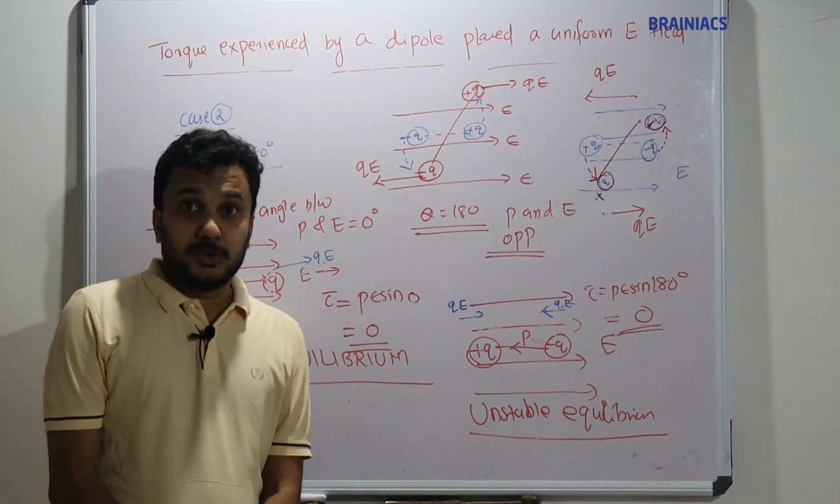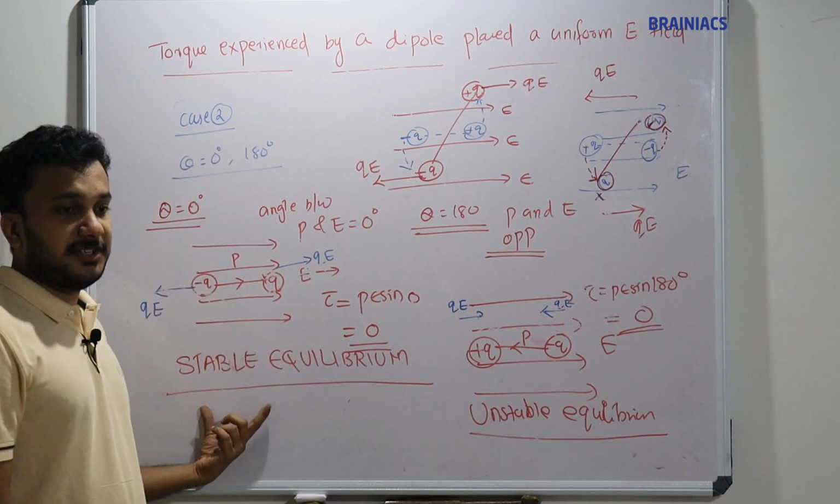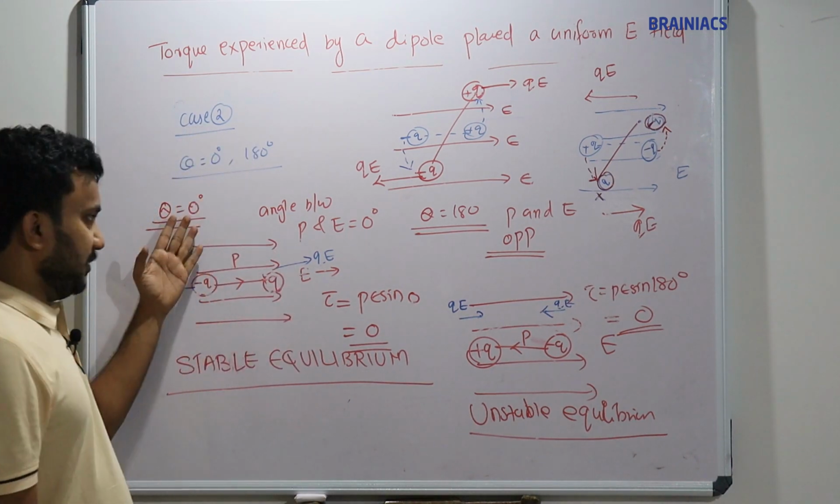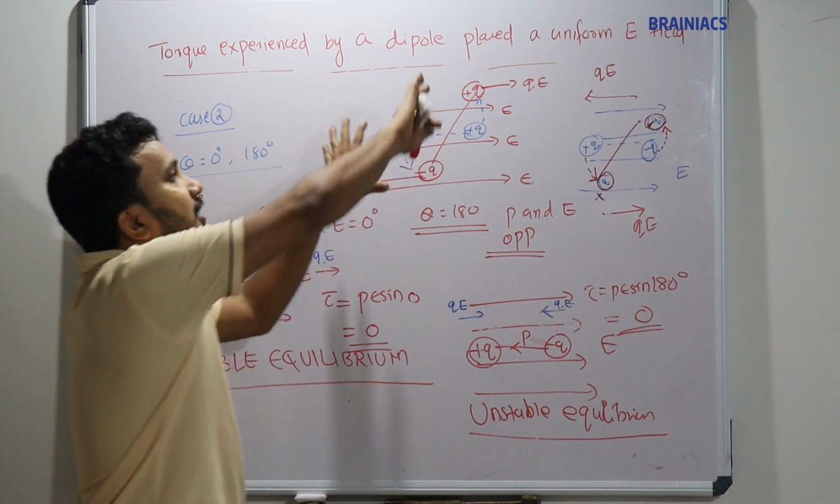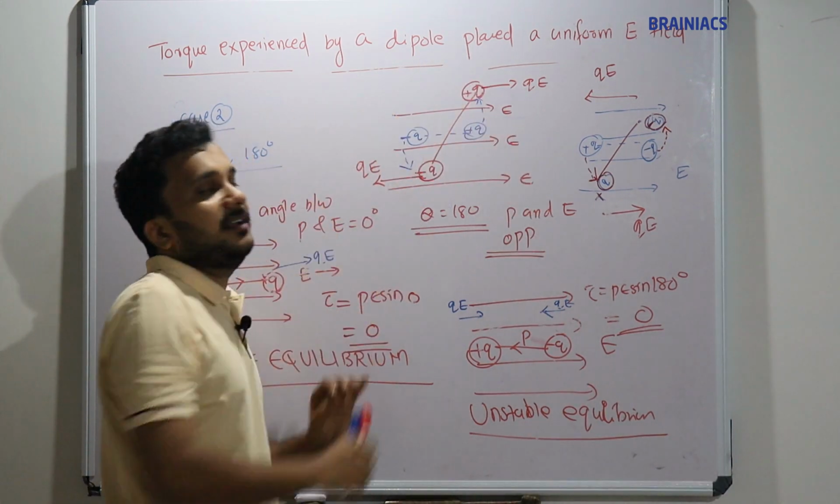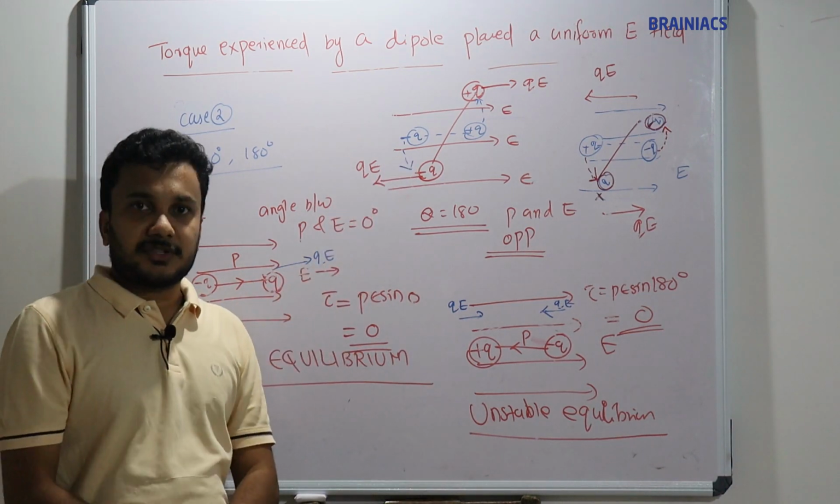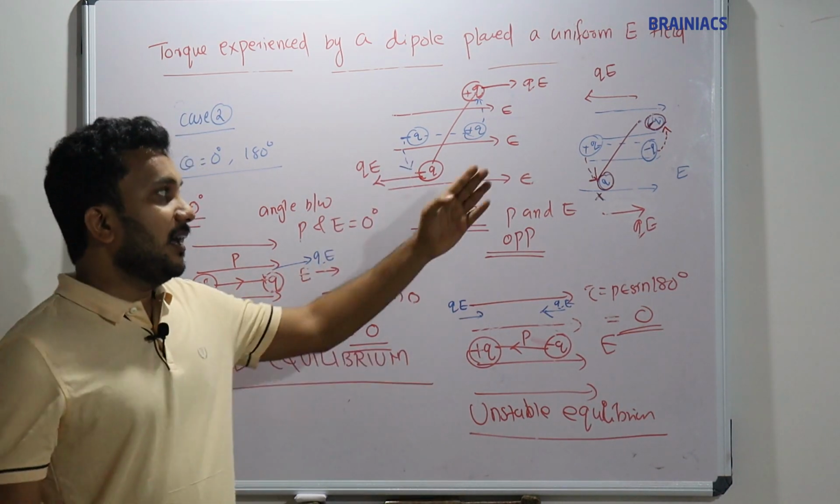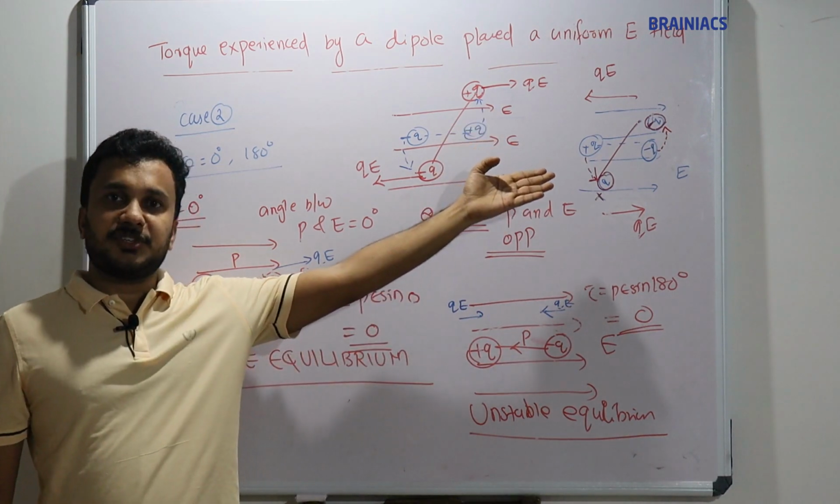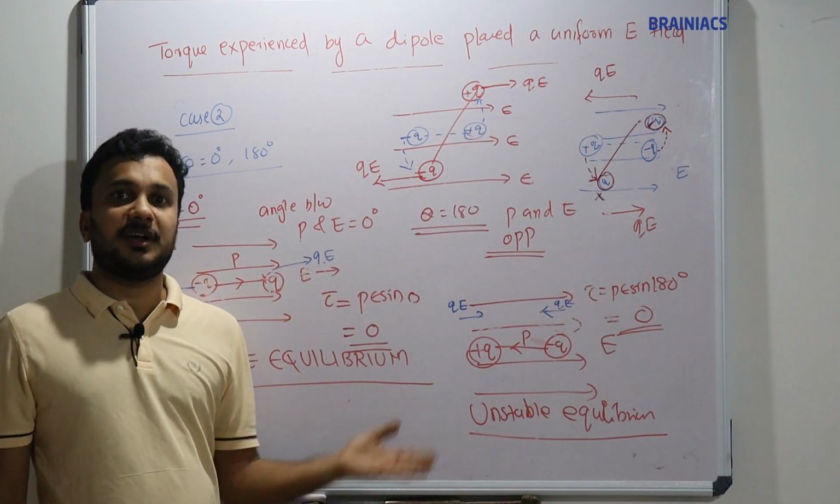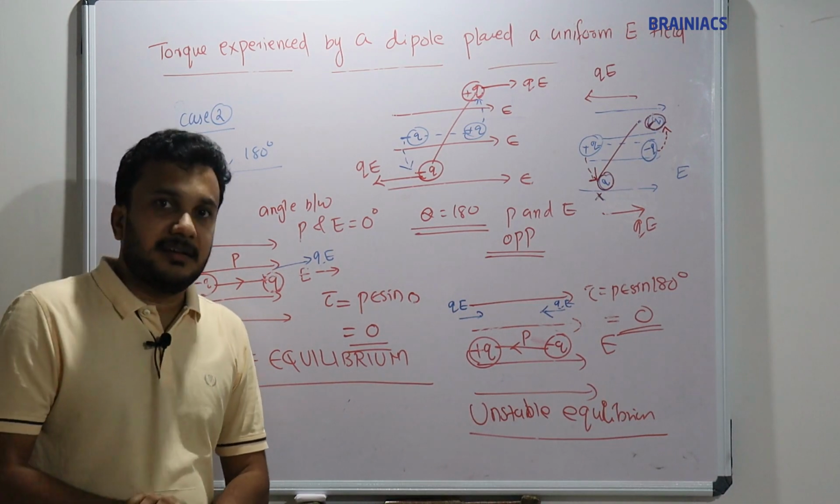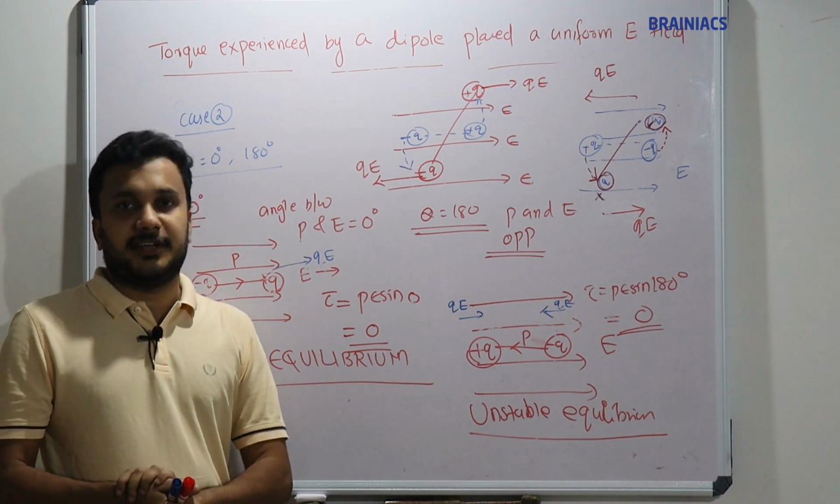Okay, so there are two things. Stable equilibrium means if you have given any disturbance, after removal of the disturbance, because of the force that exists there, it can come back to the initial position, then it is called stable equilibrium. In the other case, if you have given any disturbance but it's not able to come back to the initial position, then it is called unstable equilibrium.